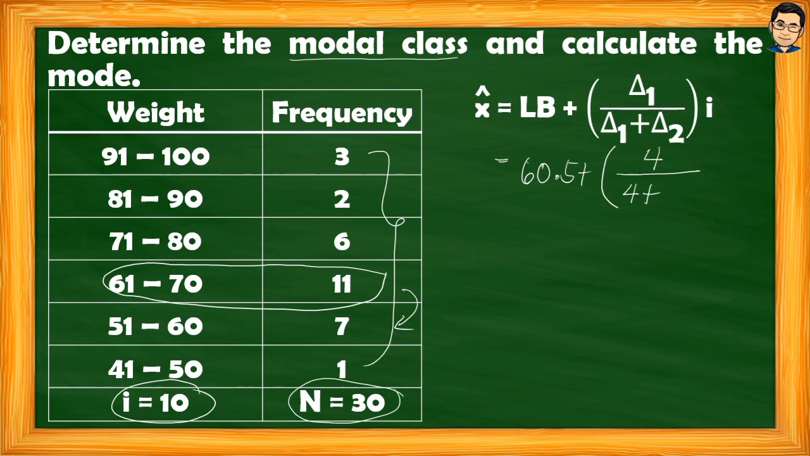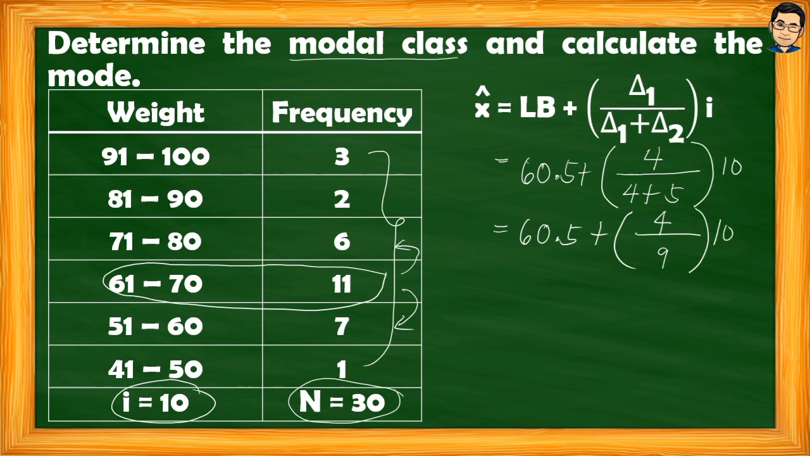So, the next upper class of 61 to 70 is 71 to 80. Its frequency is 6. So, 11 minus 6, we have 5. Times the interval 10. Next, 60.5 plus 4 over the sum of 4 and 5, which is 9, right? Times 10.